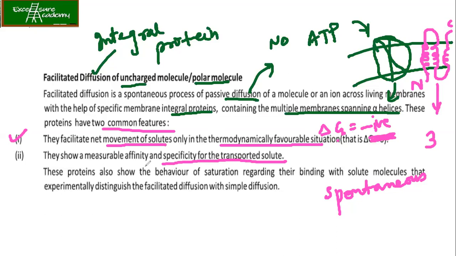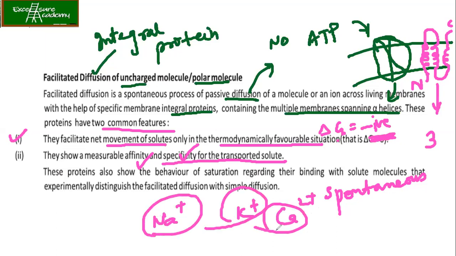So it means it has got strong affinity and specificity for its transported molecule. So it's not like if you have a Na+ channel, K+ or calcium can go through. For each ion in a living organism, you have got specific channels. Okay, different specific channels are present for each of them.